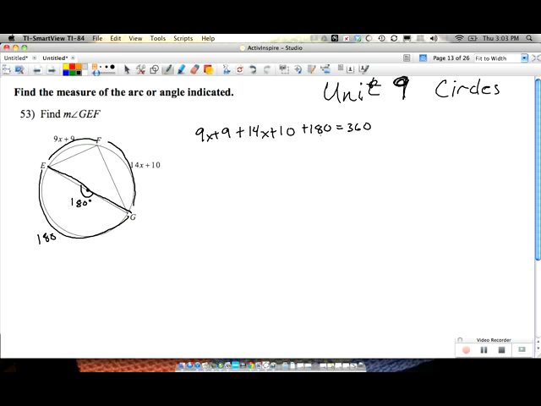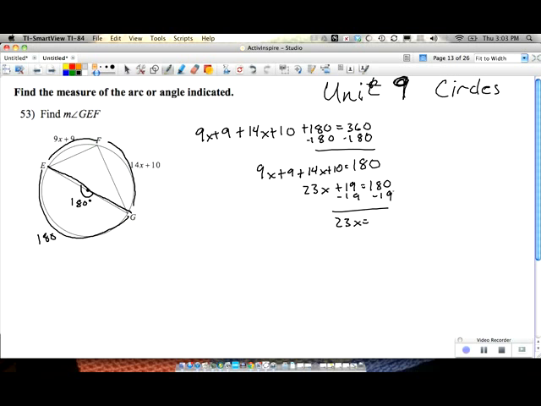Okay then, let's start simplifying. Let's go ahead and subtract this 180, because I know what 360 minus 180 is. It's 180. So it means that the other two pieces, 9x plus 9 and 14x plus 10, add up to 180. So if I simplify that side a little bit, I'm going to have 23x plus 19 equals 180. If I subtract 19 from both sides, let's see what we get.